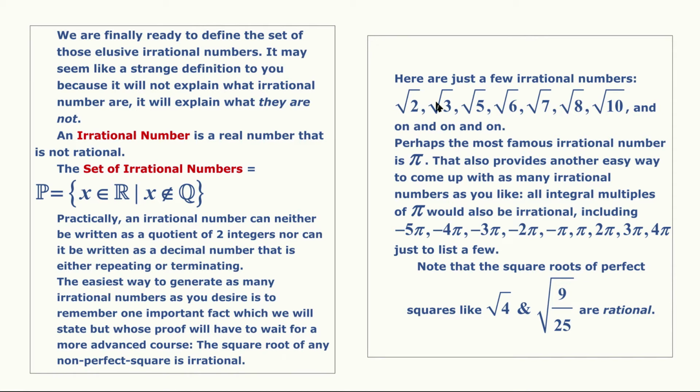So armed with this fact that the square root of any non-perfect square is irrational, you can generate as many irrational numbers as you want. All you have to do is take the square root of the ones that you know are not perfect squares. For example, we know 2 is not a perfect square, so the square root of 2 is irrational. Same with 3, so the square root of 3 is irrational. 5 is not a perfect square, on and on and on, right? Notice we've skipped 9 because the square root of 9 would be rational, because it's just 3, right?